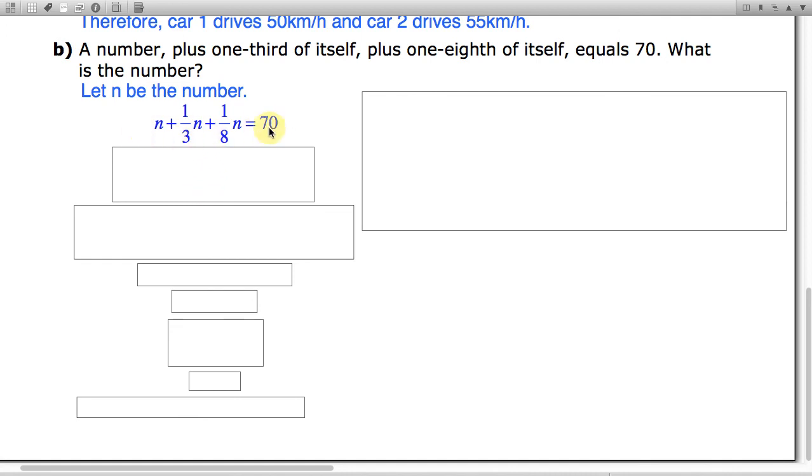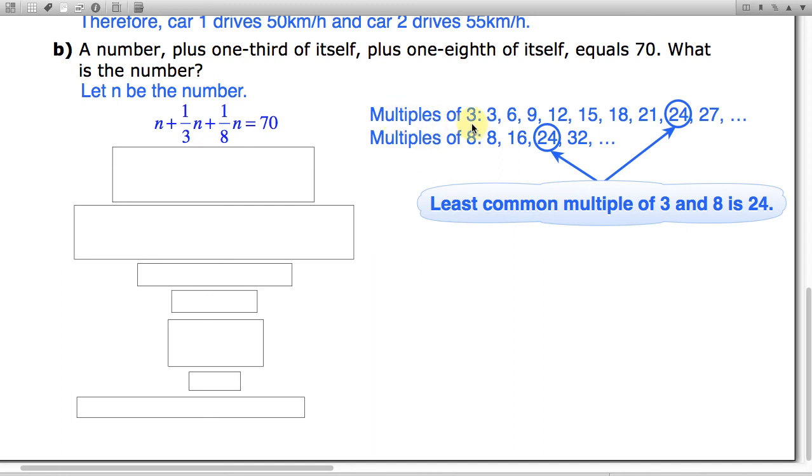Now, in order to solve this equation, it's a little bit tricky dealing with fractions, so maybe what you want to do is multiply both sides by a least common multiple. So let's take a look at how you do that. Multiples of 3 would go 3, 6, 9, 12, 15, 18, 21, 24, 27, and so on. Multiples of 8 would go 8, 16, 24, 32, and so on. You can see that the least common multiple of 3 and 8 is 24. So now we're going to multiply both sides of the equation by 24.